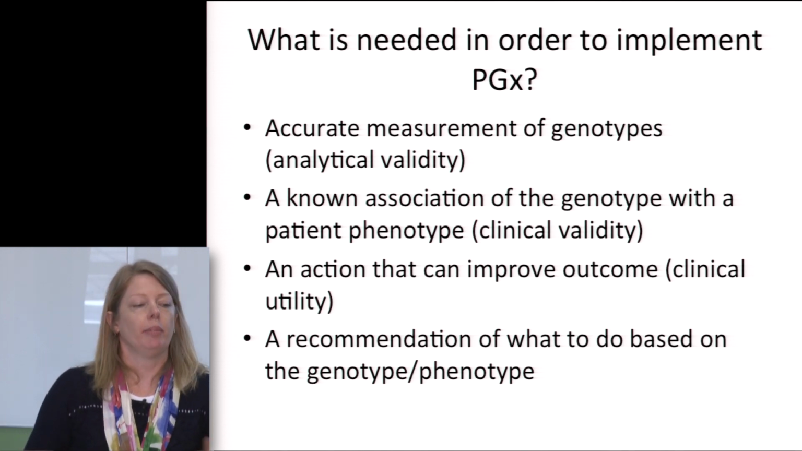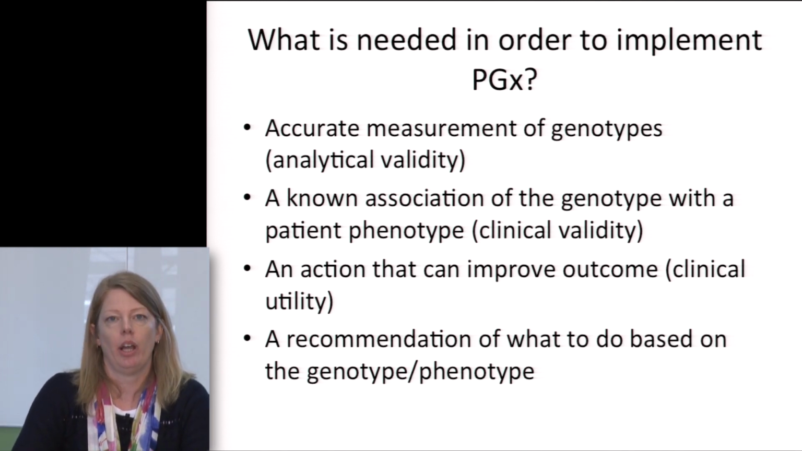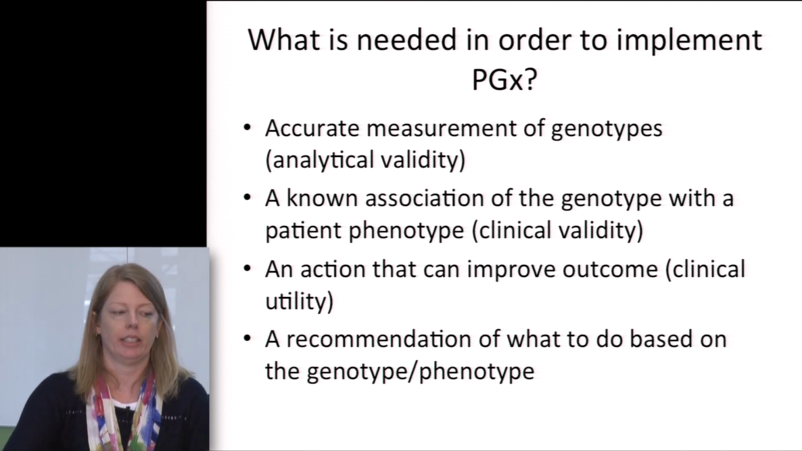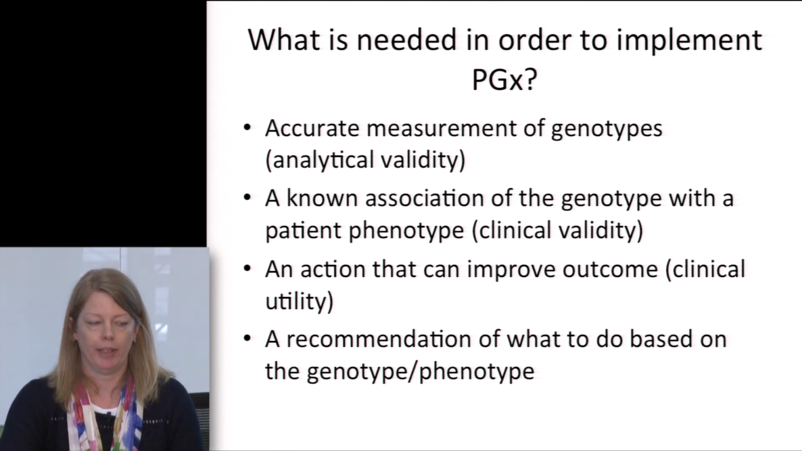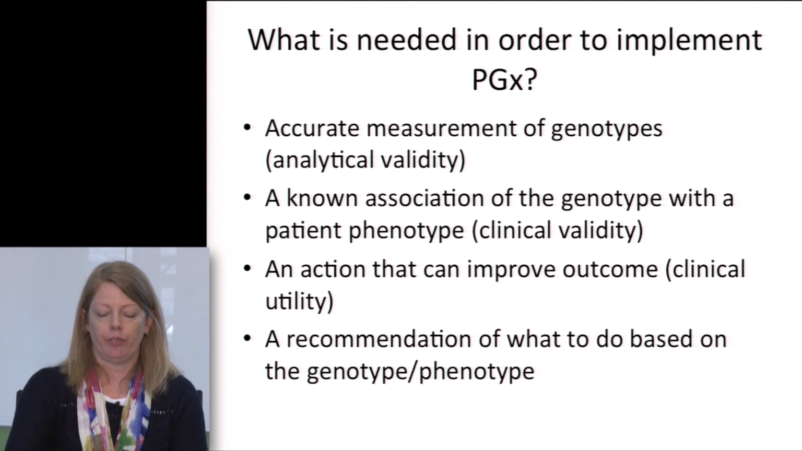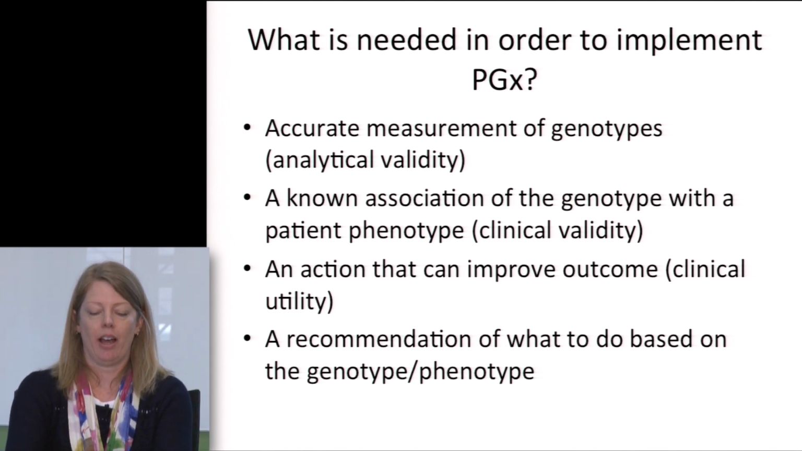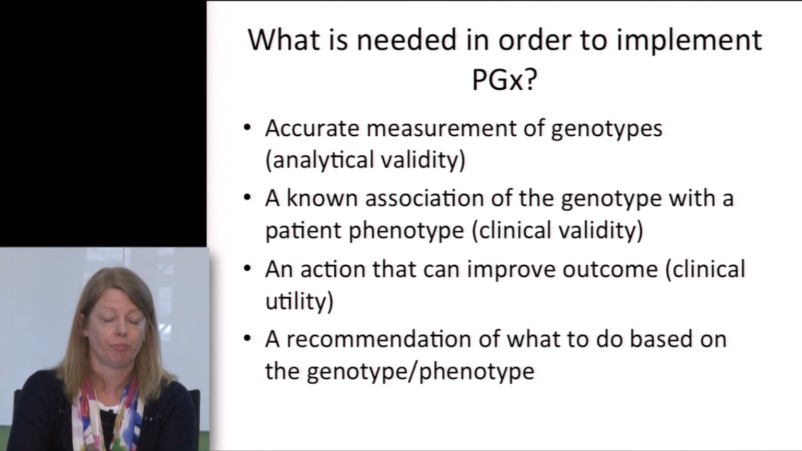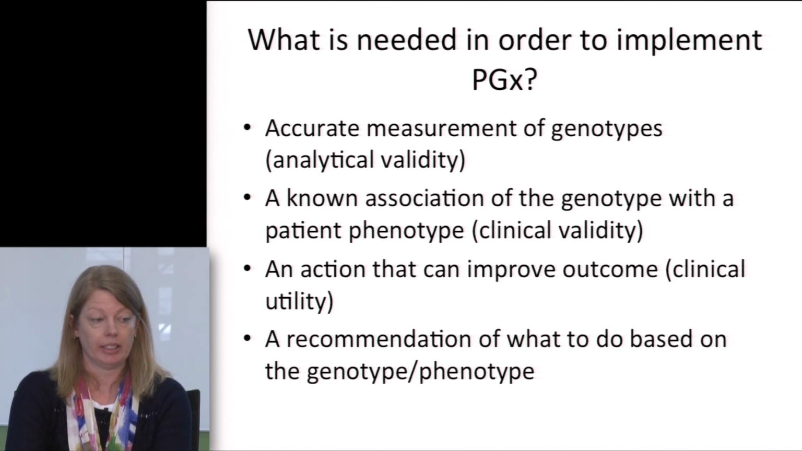So I'm going to discuss what's needed overall, the whole process, in order to implement pharmacogenomics. There's a few things that are required. You have to have analytic validity, which means accurate measurement of the genotypes. You can see how that would be required. You have to be able to measure genotypes accurately. There has to be a clear association between the genotypes and a particular patient phenotype, which is clinical validity.